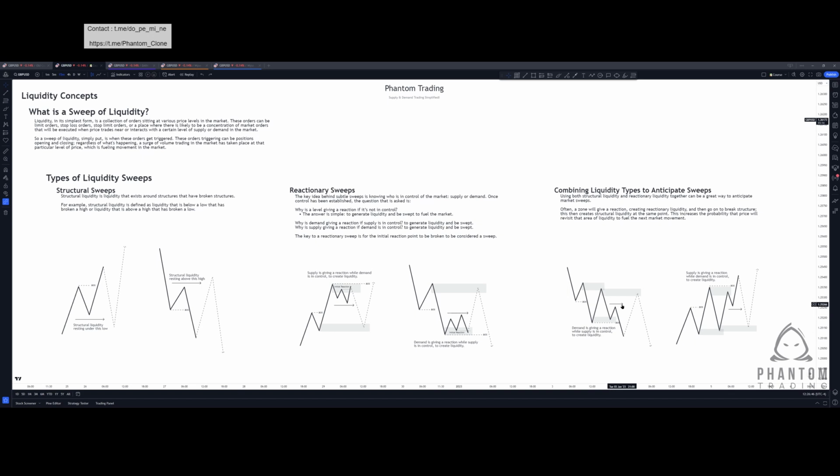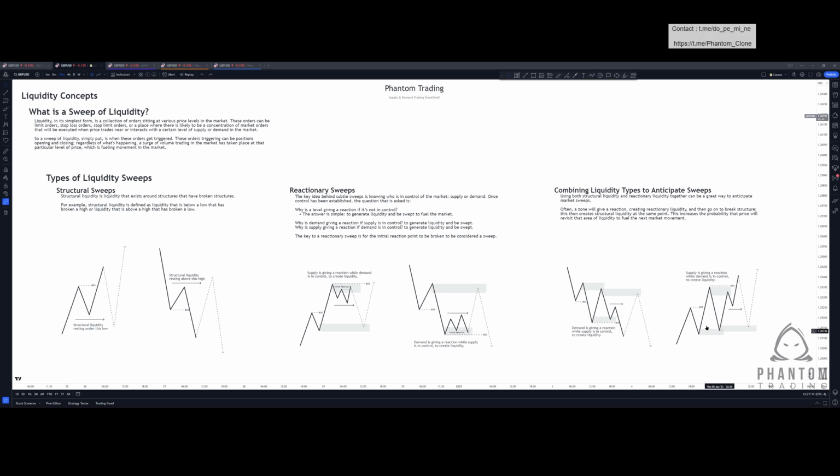But when we start to factor in liquidity concepts, we can also see that this has created reactionary and structural liquidity that more than likely can be swept to trade into the extreme supply zone to then carry price lower. And we're able to anticipate that this internal range liquidity will be swept to take price into this supply level to then trade lower.